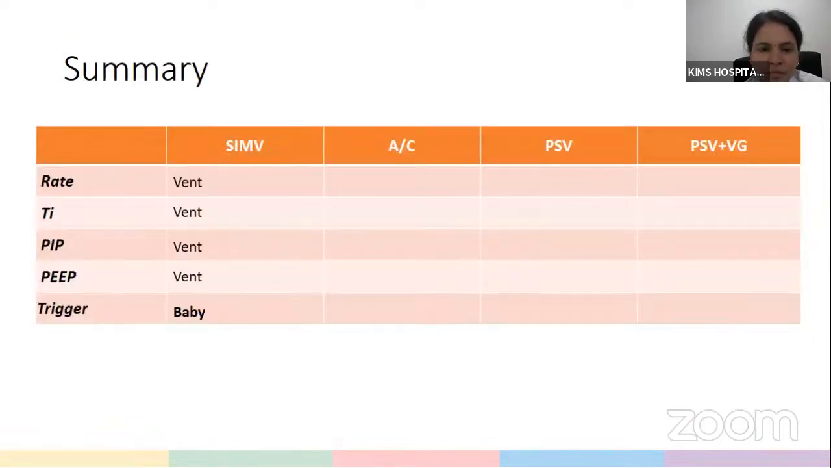So we discussed this table for SIMV. Let us do the same for assist control. So in assist control, the rate is decided by, is it the ventilator or the baby? It is the baby. So the rate is decided by the baby. All the other parameters, the I time, PIP and PEEP, are still decided by the ventilator, and the trigger is again decided by the baby.